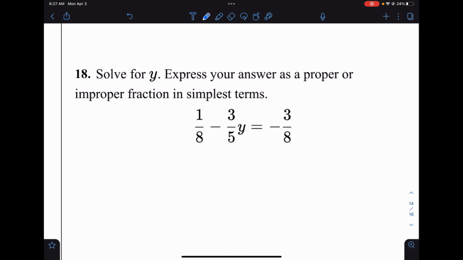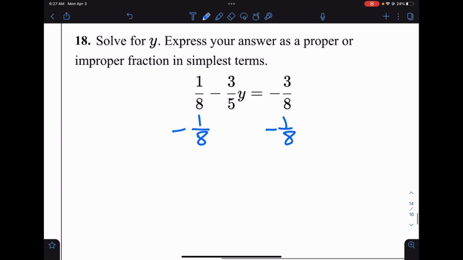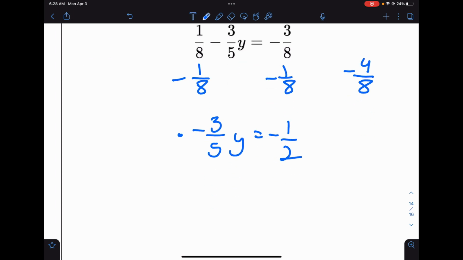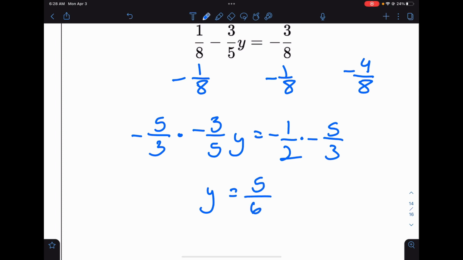All right. So let's go ahead and subtract 1/8. We're going to do negative 3/5 y is equal to negative 3/8 minus 1/8, which is going to be negative 4/8, which again we can simplify to negative 1/2. Then again I would multiply by the reciprocal, negative 5/3. When you do a negative times a negative, we're going to get a positive. So we know our fraction here is going to be positive. We get a 5 on top and a 6 on the bottom. We cannot simplify that, so we get 5/6.